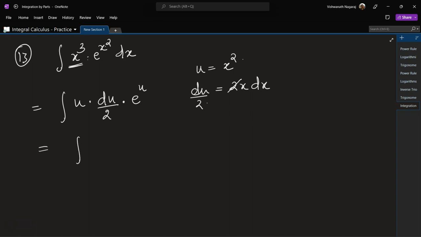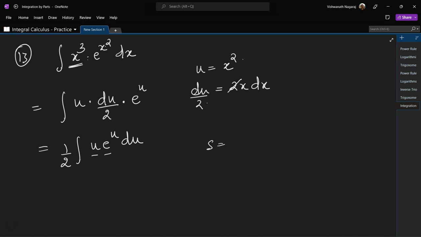So we have u e to the power of u du, and this 1 by 2 we can take out. So we have an integral of a product of two functions. So now we can apply integration by parts. Here we have an exponential and an algebraic function.